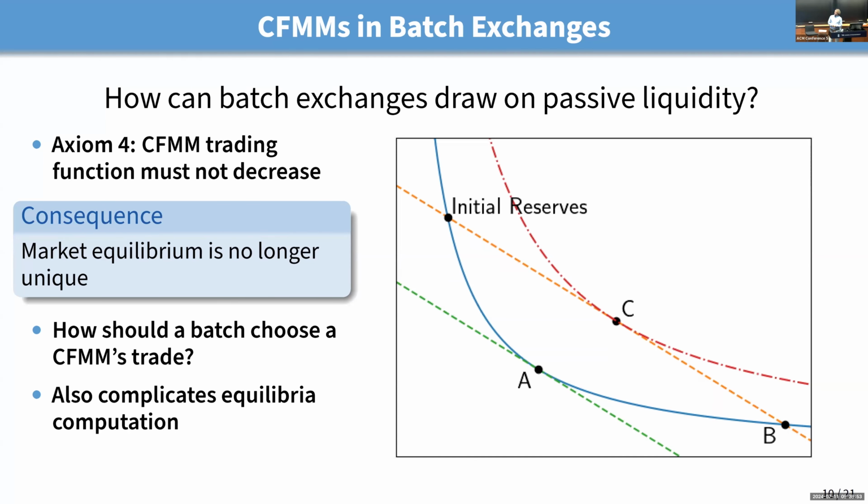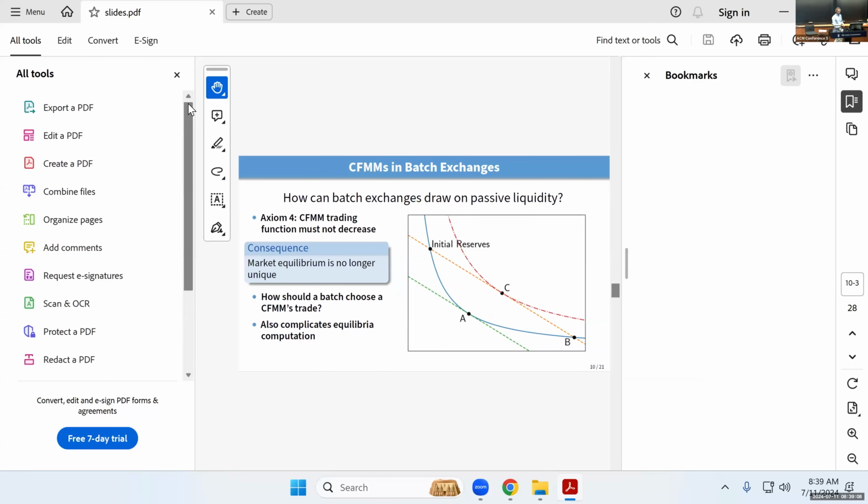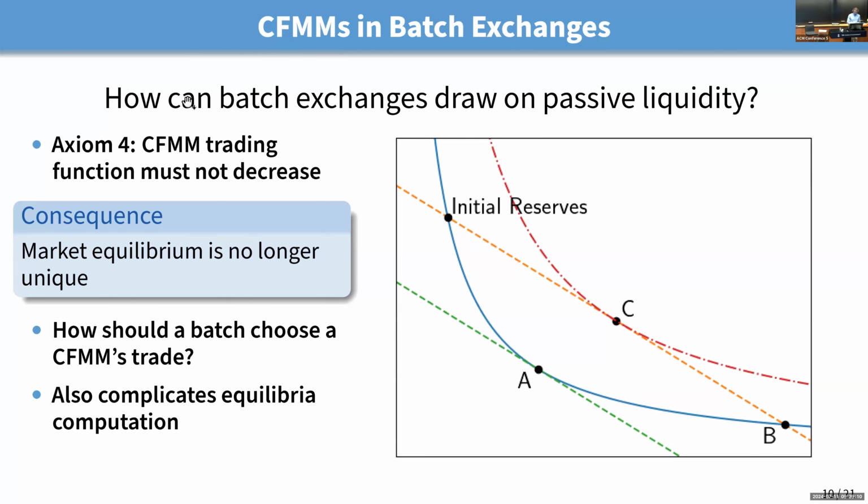You can think about trading along the curve until your spot price is equal to the batch price. You could think about trading as much as possible, or picking the equilibrium where the CFMM trades as much as possible. That's trading from our initial reserves all the way over to the other side. You can also think about the CFMM trading function as the portfolio value function and maximizing that, right? That gets you to point C.